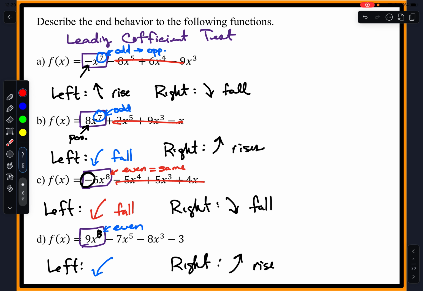So if my right rises, it should be the same. Why am I doing this in the opposite direction? Sorry. That should also be going up because it's an even degree. So this should be doing the same thing as the right. It should be moving upwards also. Sorry about that. I made a mistake.